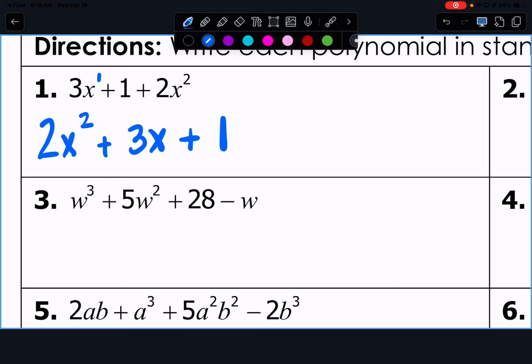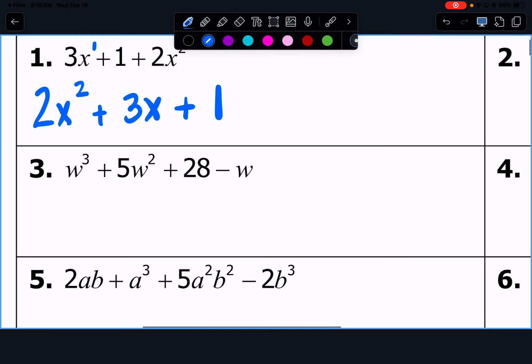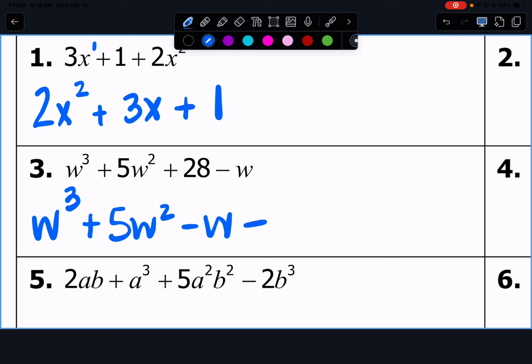All right, for number 3, okay, we're doing the same thing. So what is the term with the biggest exponent for number 3? We have the w to the third. Then we have 5w squared. What comes next? Negative w. Negative w, then plus 28.